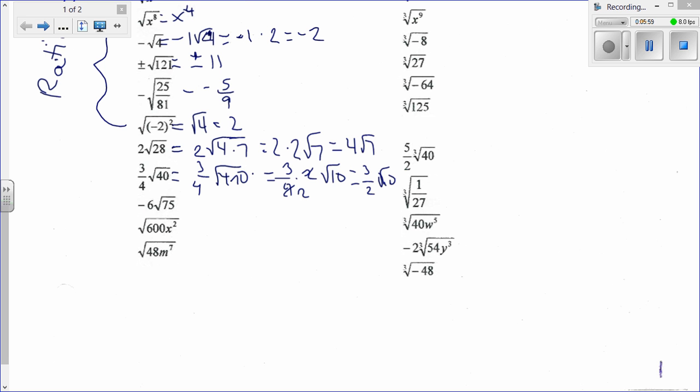And for the next one, I have -6 out in front, and 75 breaks down to 25 times 3. So this becomes -6 times 5 radical 3. So I will have -30 radical 3. Those couple of problems that we have right here, where we had a radical in our final answer, we call irrational.